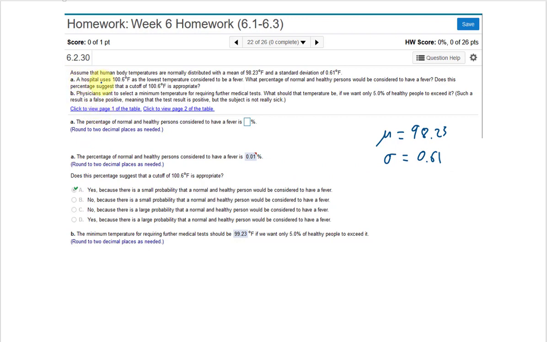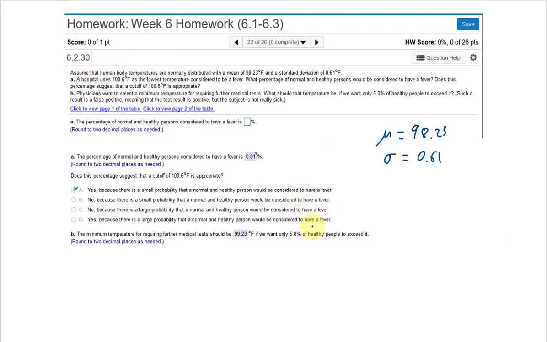So part A: a hospital uses 100.6 degrees as the lowest temperature considered to be a fever. So if you are below this 100.6 degrees, then you do not have a fever. And if you are at or above this number, then you have a fever. Now the question asks, what percentage of normal and healthy persons would be considered to have a fever? And does this percentage suggest that a cutoff of 100.6 degrees is appropriate?